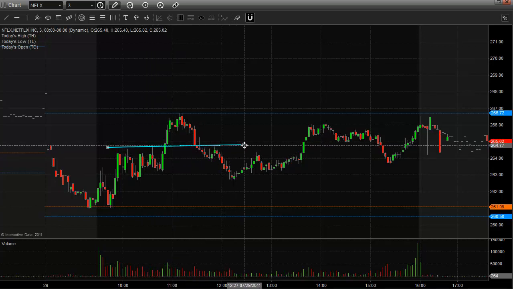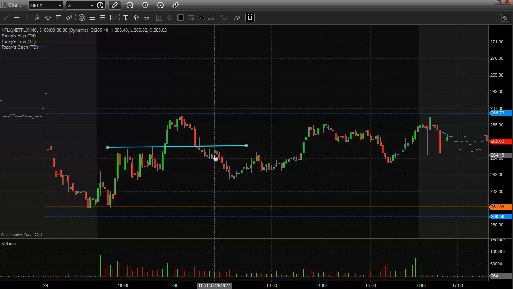We extend this line out. We can see that once broken, when resistance is broken, it reverses roles and becomes support. We had a little bit of support in this area here, but it did break down, came back to test that area. So these lines are a good thing to have on your chart so you can visualize these price areas and know that there's a potential there to provide support and resistance.